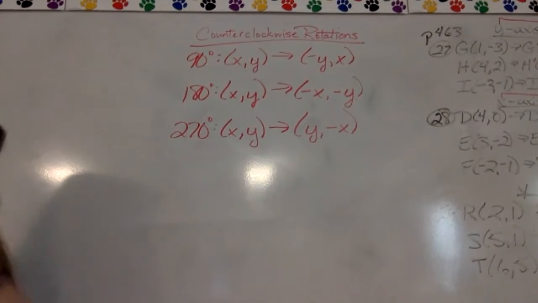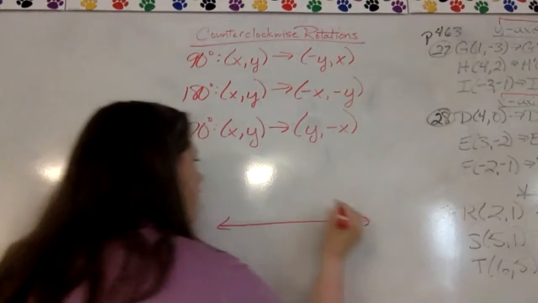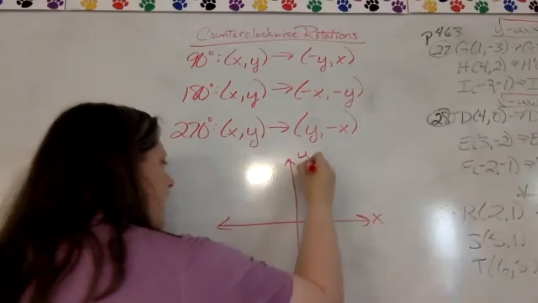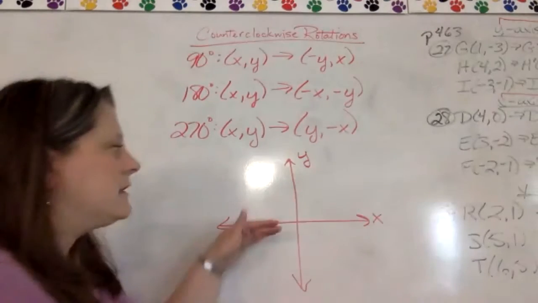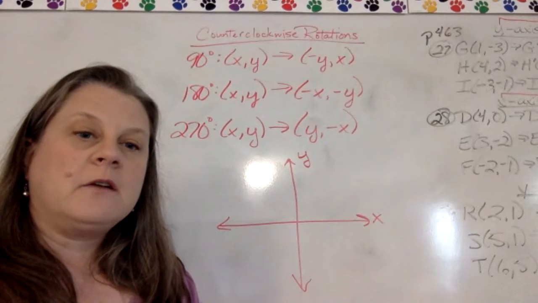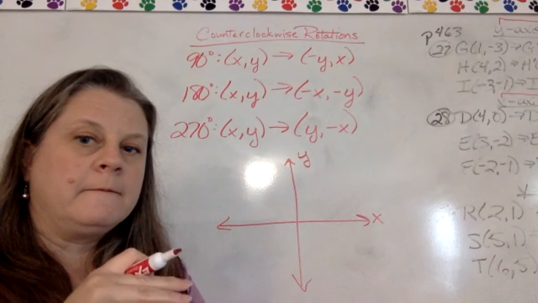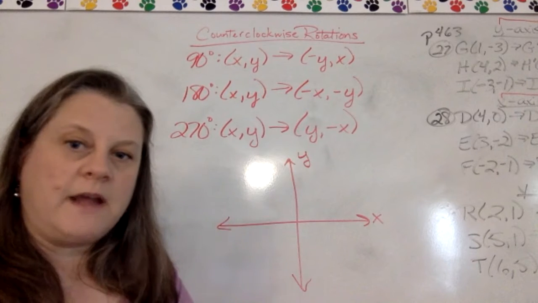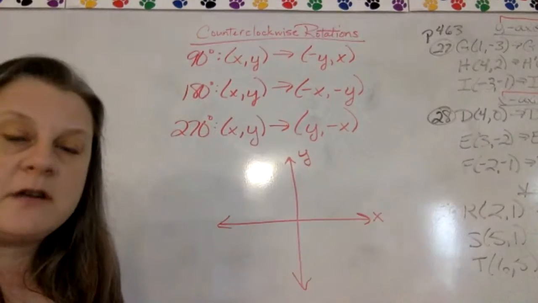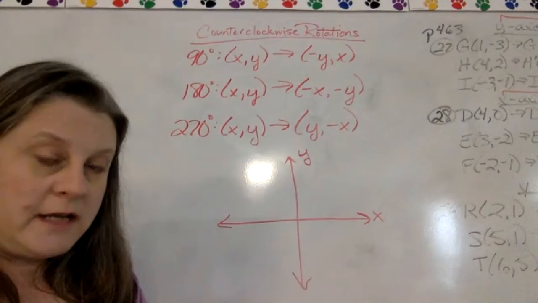Okay? Now, I'm going to talk to you about where these rules come from. Remember, we have a coordinate plane. This is my x-axis, this is my y-axis. Your x-axis and your y-axis are perpendicular to each other. Perpendicular, that means what kind of angles? 90. 90-degree angles, right? You'll notice all of these are multiples of 90 degrees. Each quadrant is equal to 90 degrees.